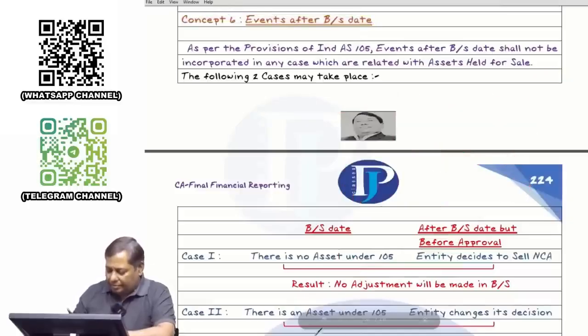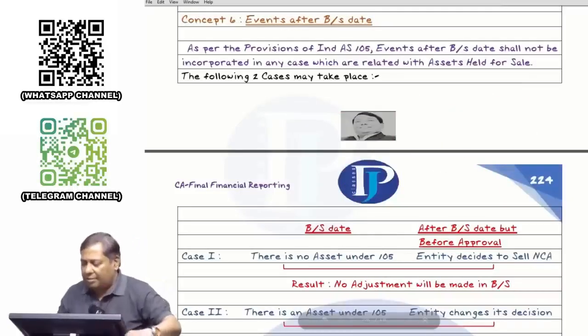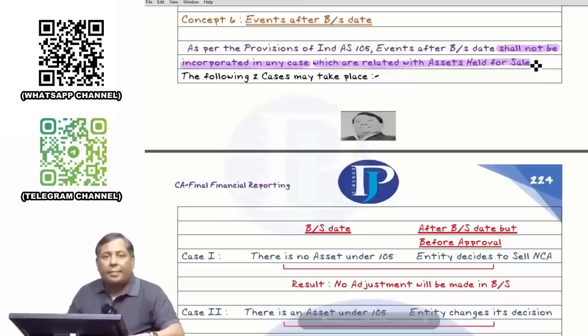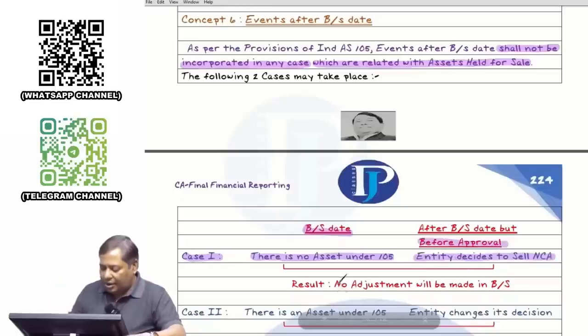Look here. This is concept number 6. So now I am underlining: shall not be incorporated in any case which are related to 105. Now first case, at balance sheet date we didn't have any asset, but before the approval, the entity decided that they will sell it. They said no adjustments will be there.